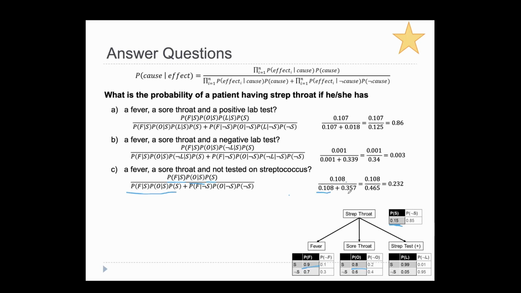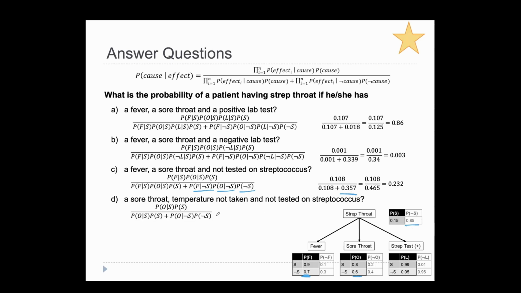And the second part of the denominator will be the same symptoms given not cause. Fever given not cause, this is our fever given not strep throat. Sore throat given not strep throat. And finally, prior probability of not strep throat, 0.85. So if we multiply these three, we get this value here. Finally, the result is 0.232.